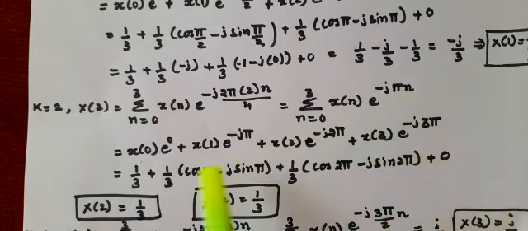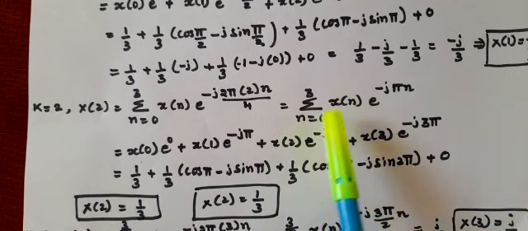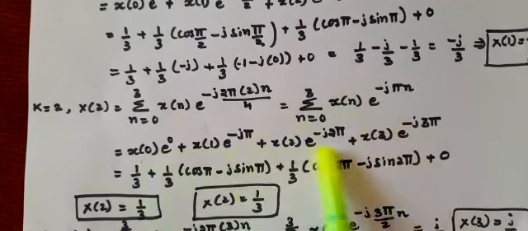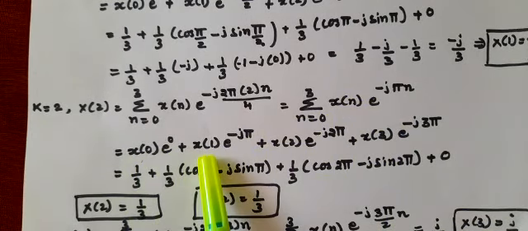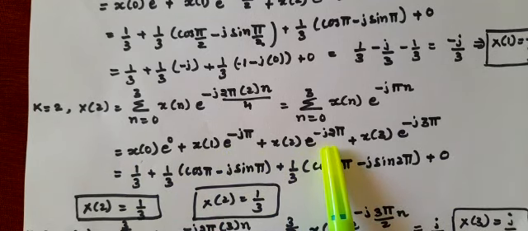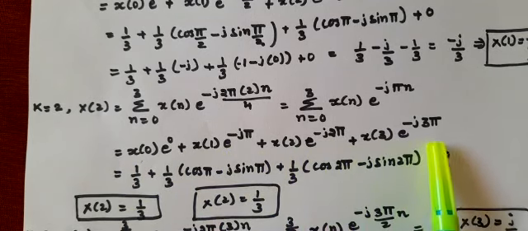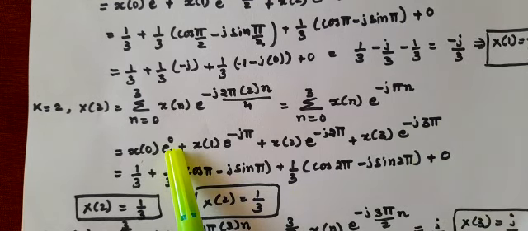On expanding the summation, you will get, substitute n is equal to 0, n is equal to 1, n is equal to 2, n is equal to 3 and expand the sequence. X of 0 e to the power 0 plus x of 1 e to the power minus j pi plus x of 2 e to the minus j 2 pi plus x of 3 e to the power minus j 3 pi. E to the power 0 value is 1.